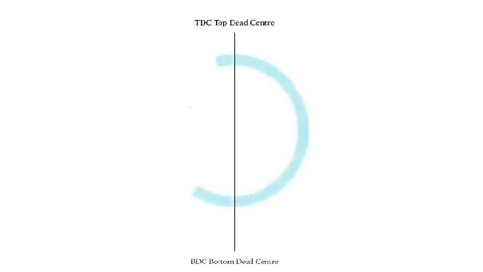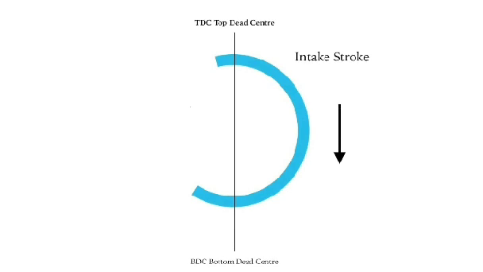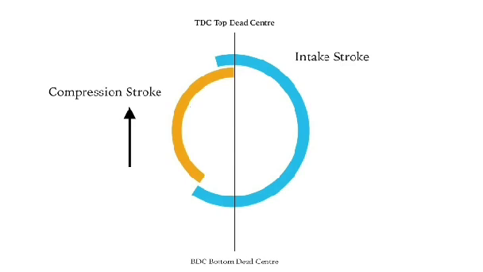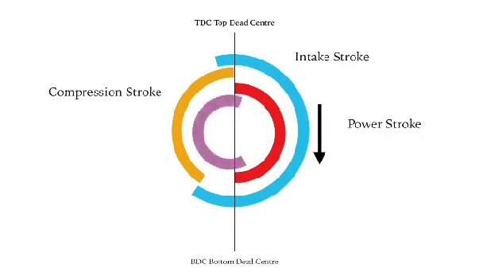So just to recap, we have top dead centre and bottom dead centre. The intake stroke beginning just before top dead centre, while the piston's moving down. The compression stroke beginning after bottom dead centre. Then the power stroke with the piston moving down, and finally the exhaust stroke with the piston moving up.